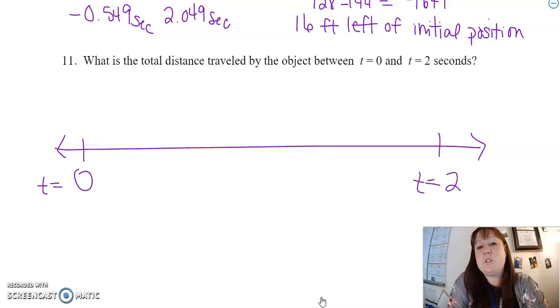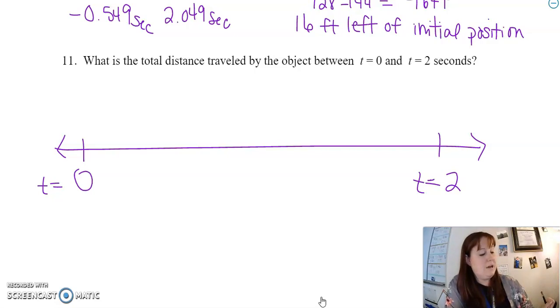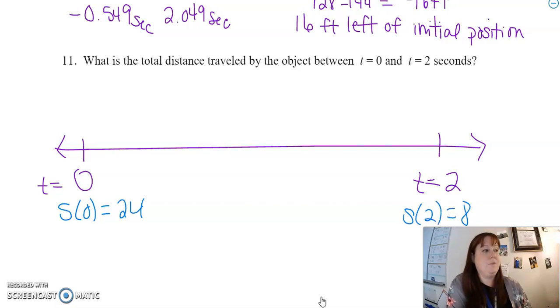And we're going to figure out what we're doing here. Okay? So where were we in space when time equals 0? What was our position? Well, our position was S of 0, which we found was 24. Okay, and then at time equals 2, we were S of 2, which is 8. Okay, so we could find displacement, but that's not what we're looking for. We're looking for distance traveled.